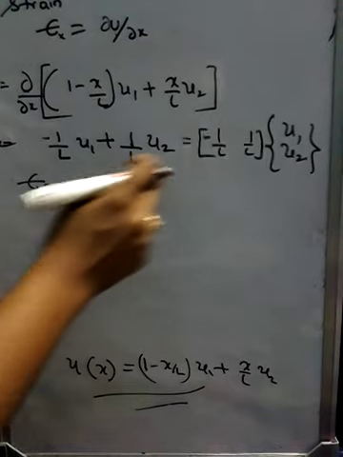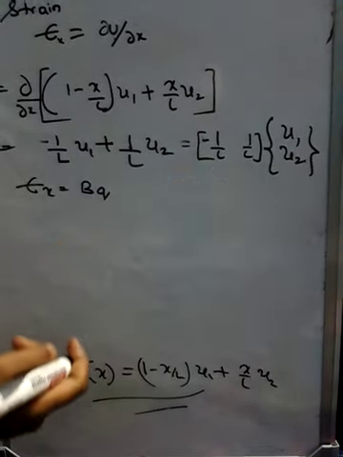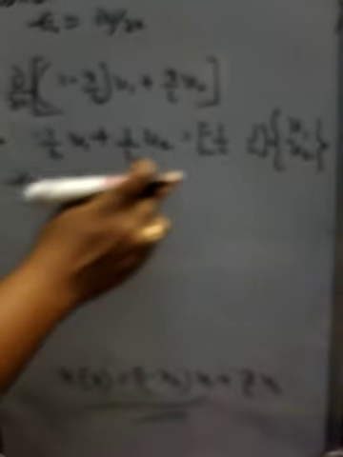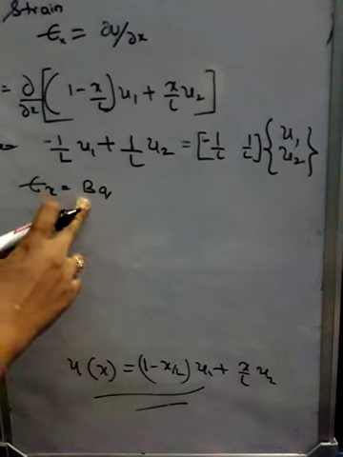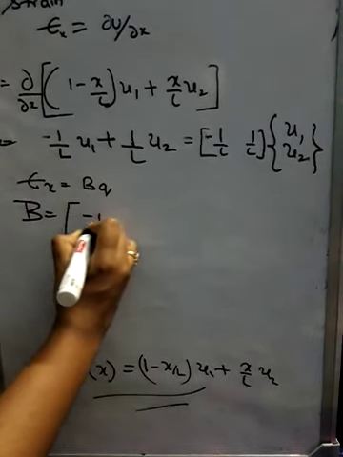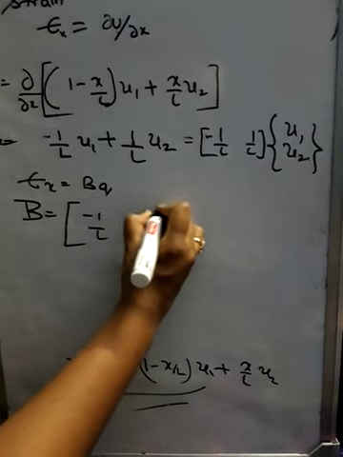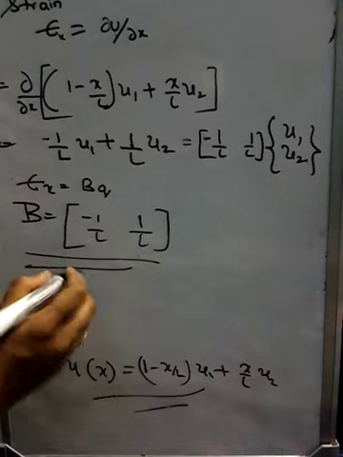If you compare these two equations, you can see this is the displacement matrix, that is u1 and u2 are the displacements, and the other matrix would be equal to what? Strain displacement matrix. So B would be equal to minus 1 by L and 1 by L.